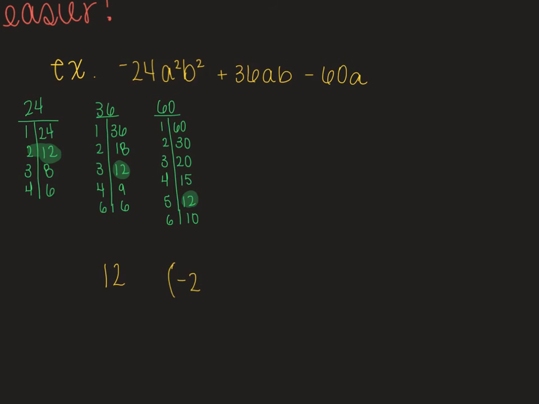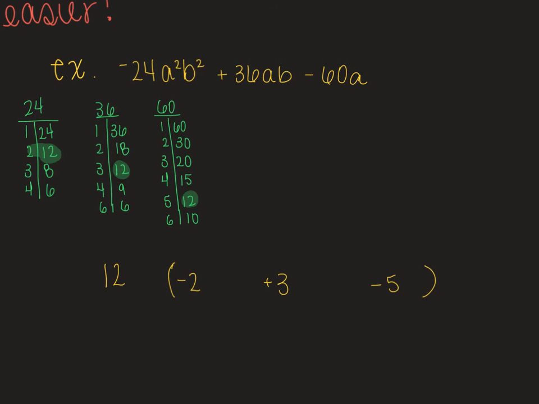Leave some space. Now we have 36. When we factor 12 out, we're left with 3. Leave some space. It's going to be positive. And then our last one, leave some space. It is going to be negative. When we factor 12 out of negative 60, you're going to be left with a 5. Leave a little bit of space.